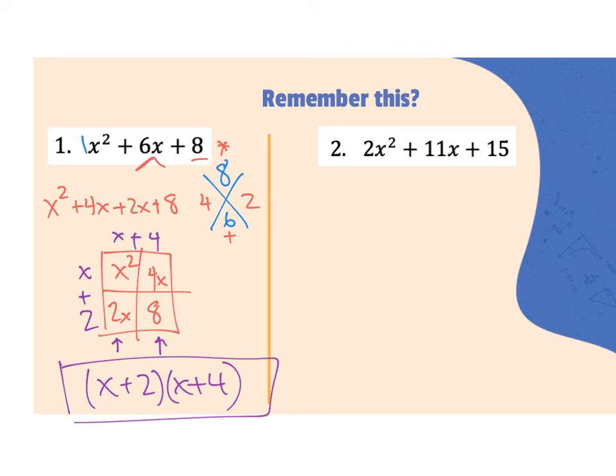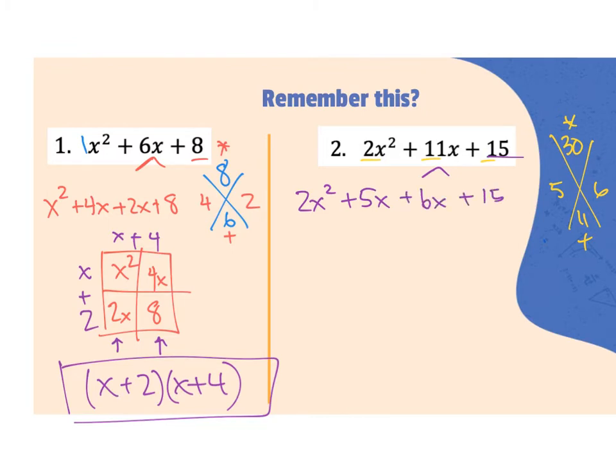Okay. Let's take a look at number 2 and practice that one. So in number 2, I'd set up my factor x. So 2 times 15 gives me 30, and then my middle term is an 11. So two numbers that multiply to 30 and add to 11 are 5 and 6. So that's what I'm going to split that 11 into. I'd have 2x squared plus 5x plus 6x plus 15 from that last term.